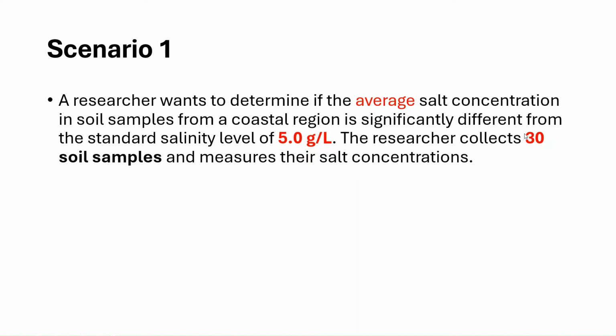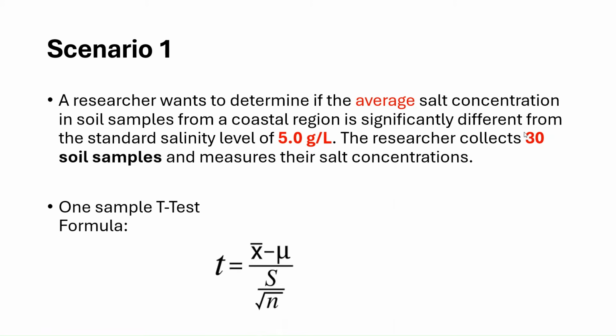Here we see that the researcher collected 30 soil samples. So there is only one data sample, 30 samples, and they measure their salt concentrations. But we have to check the difference from the standard salinity level of 5. That means this is the population mean, and this is the sample. We have only one sample data set, but the population mean is given. So that means we have to select one sample t-test. And basically the formula for the one sample t-test is x bar minus mu divided by s over the square root of n.